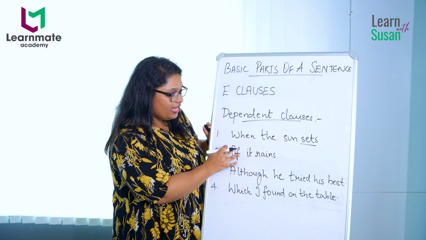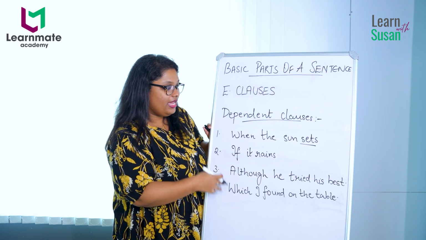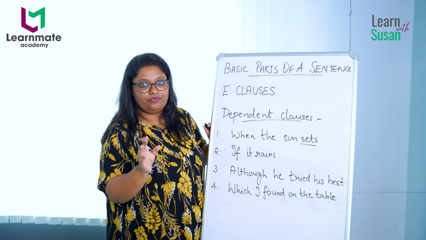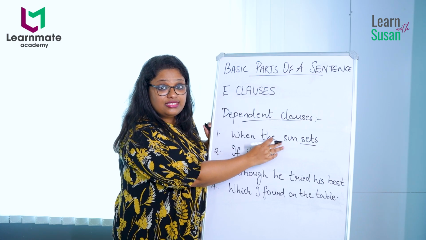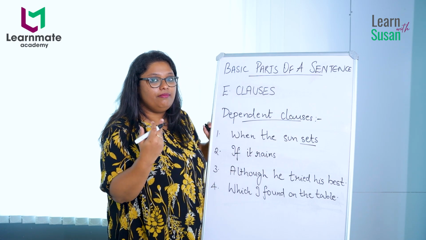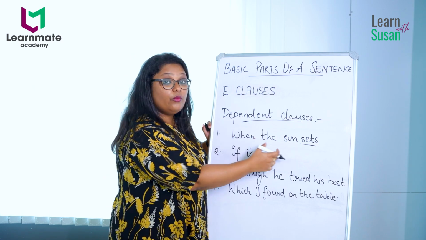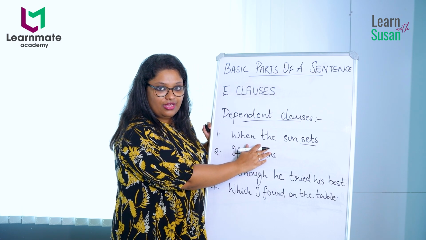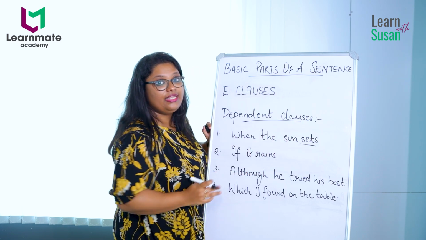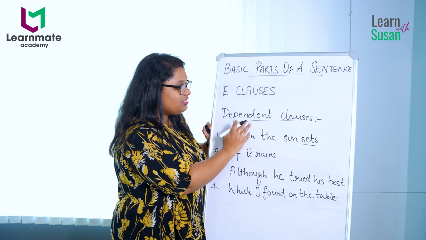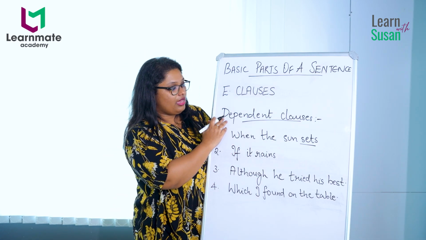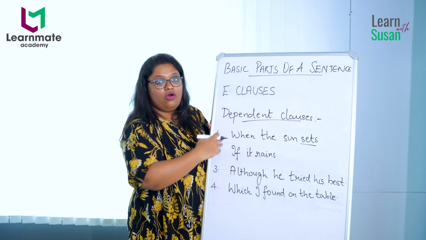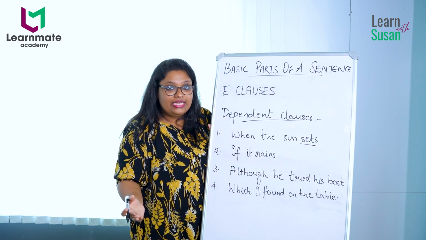But when we analyze all these four sentences, we'll understand that none of them would give you a particular meaning. Now, the first sentence, when the sun sets. There is a sense of incompleteness. What is going to happen when the sun sets? So it has to be completed, and I cannot put a full stop at the end of this particular clause. This is why we give the name dependent clauses. It has to depend on something else, or the rest of the sentence, for a complete meaning.